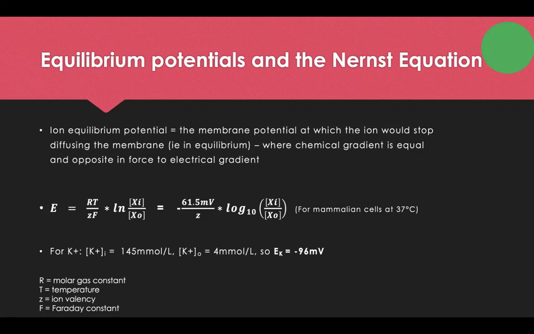And then there's the Faraday constant. Ion valency is going to be either +1, -1, +2, essentially, for all of the ions that you would be considering here. And the way to tell which way around you put the ions in the fraction is you see how it says Xi over Xo. I would be inside and O would be outside. So the intracellular one always goes on the top and the extracellular one goes on the bottom.